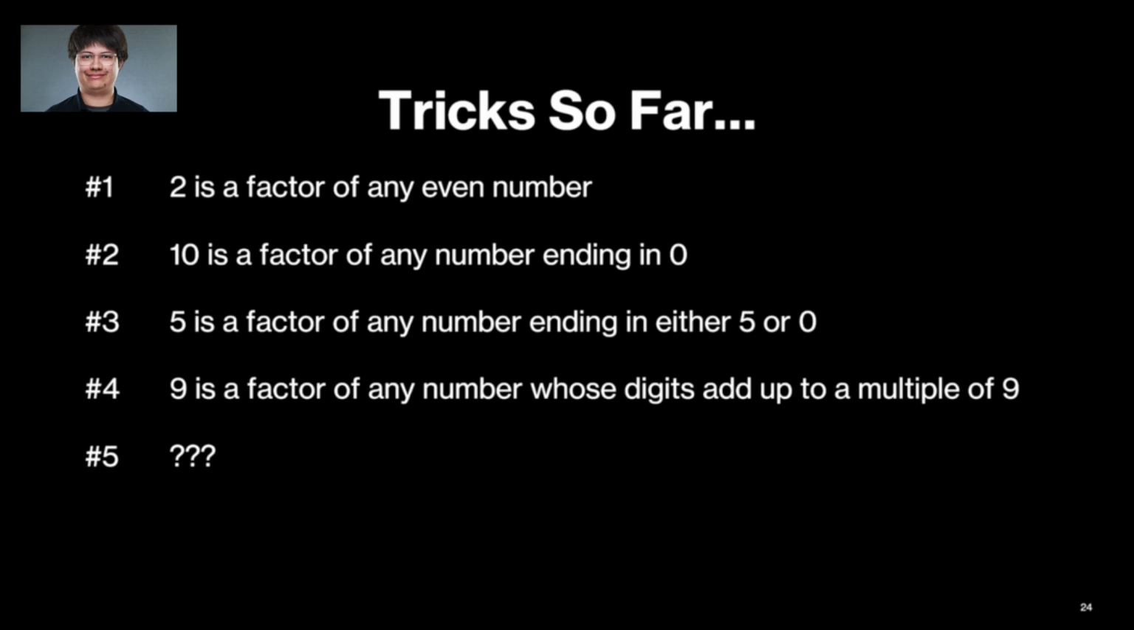Just to recall, trick number 4 says 9 is a factor of any number whose digits add up to a multiple of 9. Our approach was adding up the digits and looking at the result. If the result was a multiple of 9, then 9 is a factor of that number. This does require you to know the times table for 9. The next trick we'll go over will be similar.